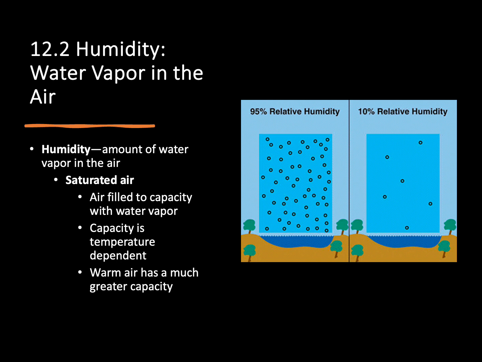Most of the time it's unsaturated. It has some water inside of it, but it's not completely full of water. But on the other hand, saturated air is air that's holding the maximum amount of water vapor that it can hold. It's at its capacity. But the capacity of air is going to be very dependent on its temperature. We see that warm air is capable of holding more water vapor than cold air is.